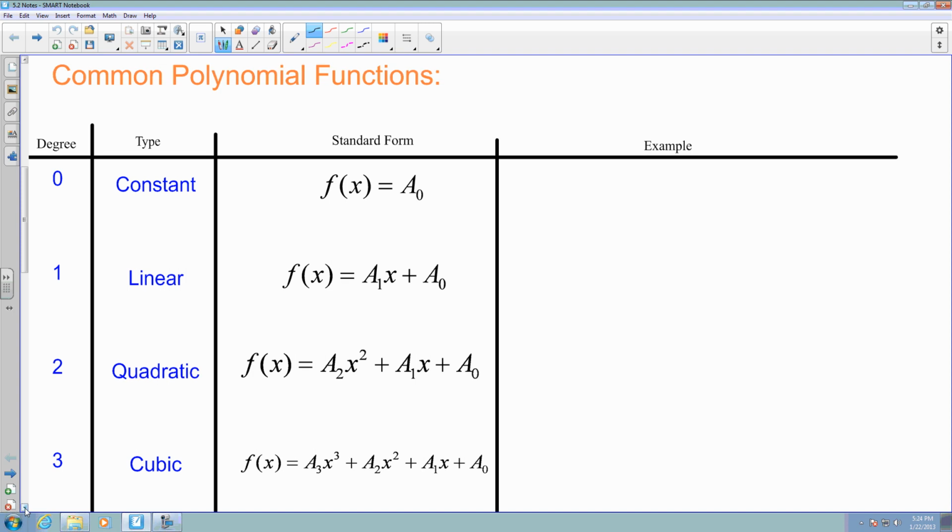Like I said, the constant, where f of x equals a sub 0. And this could be f of x equals 5, which, if you were to graph it, would be a horizontal line. A linear function is where you just have x to the first power as our degree, and it is a straight line, where you'd see f of x equals 2x plus 5, where our y-intercept would be 5, and our slope would be 2 over 1.